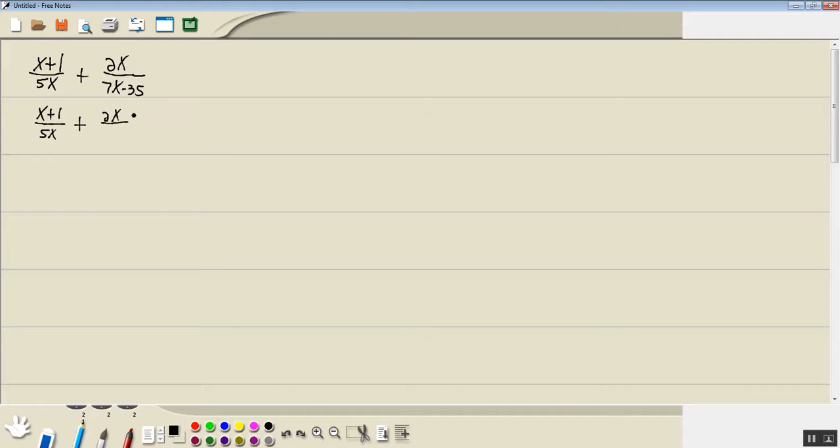Now I can't do anything with the first fraction, but the second one is GCF, because I notice they're both divisible by 7. So I factor a 7 out, and that gives us x minus 5. Now part of getting a common denominator is to figure out your LCD, least common denominator. If we look at the numbers first, 5 and 7, well, we'd have 35.